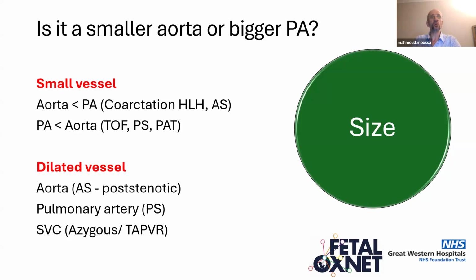So if the aorta is a small vessel, then think about coarctation or hypoplastic heart. If the pulmonary is small, think about stenosis of the artery or tetralogy of Fallot. But the vessel might be big, and again, a big vessel might be just a post-stenotic dilatation, or it might be a big vein. The superior vena cava might be dilated in anomalous venous return.